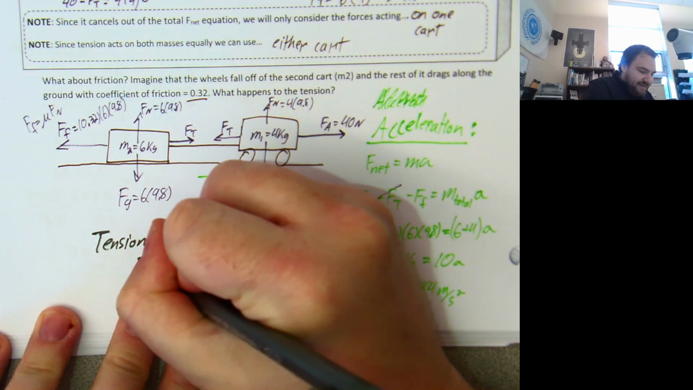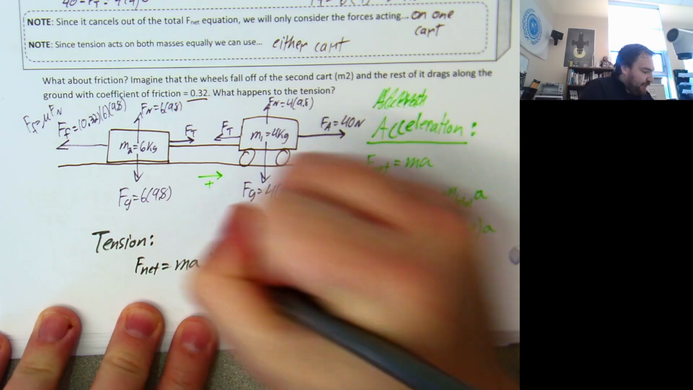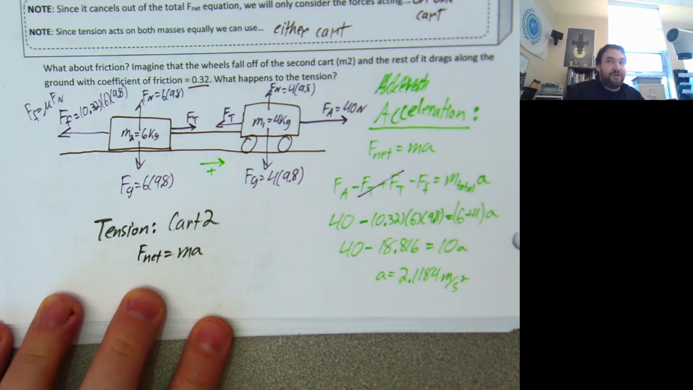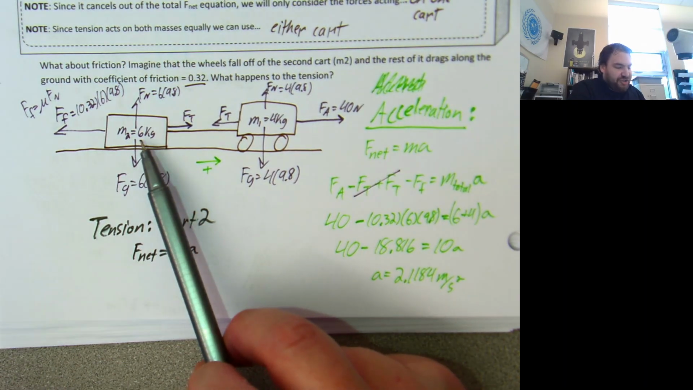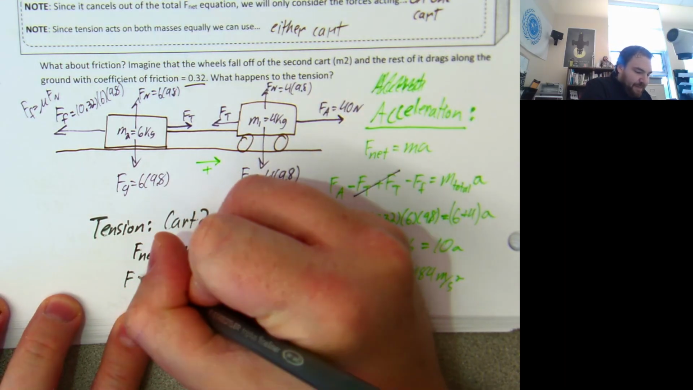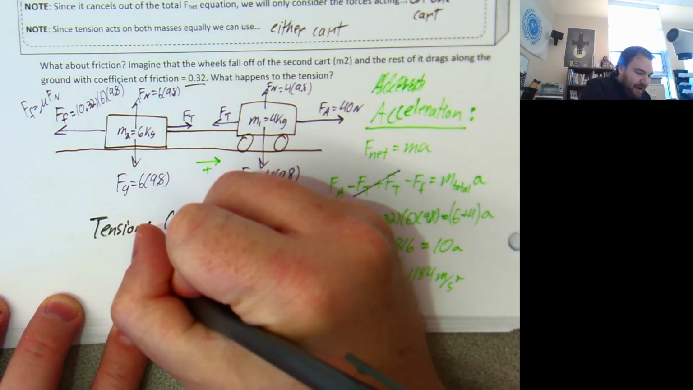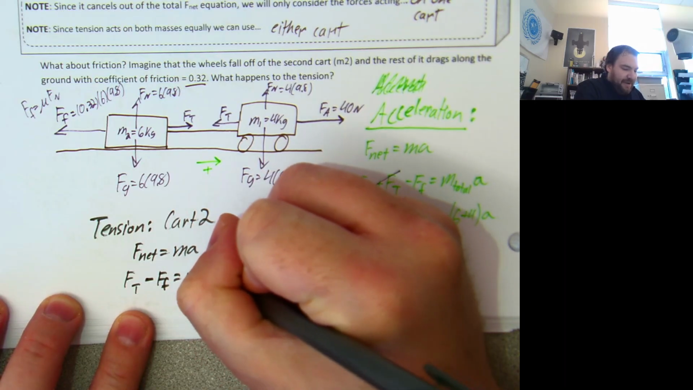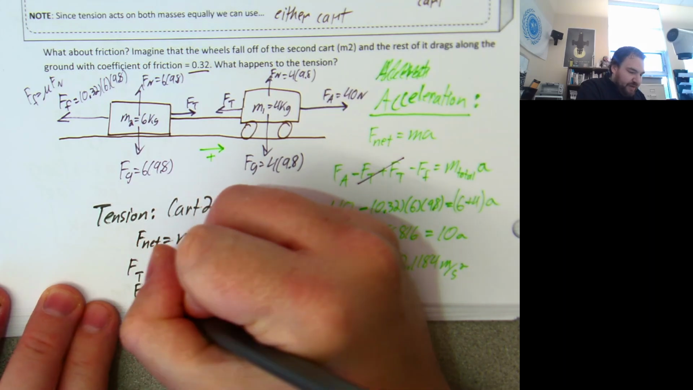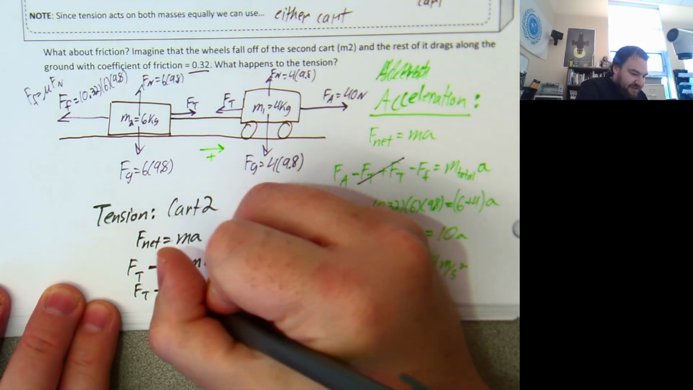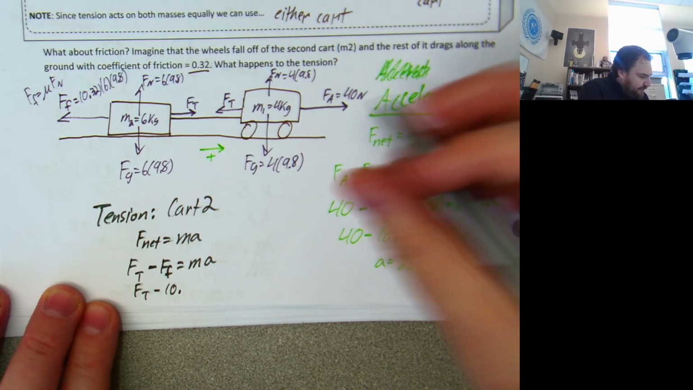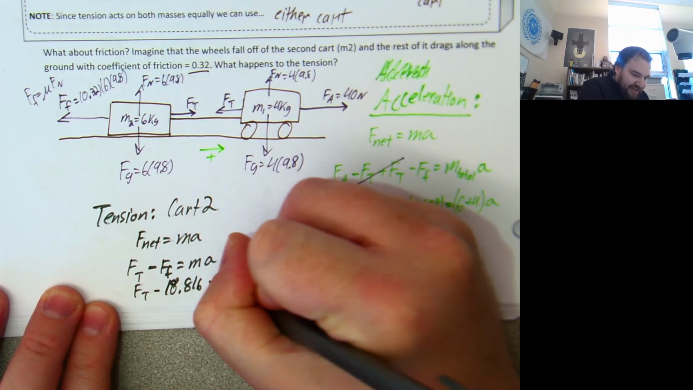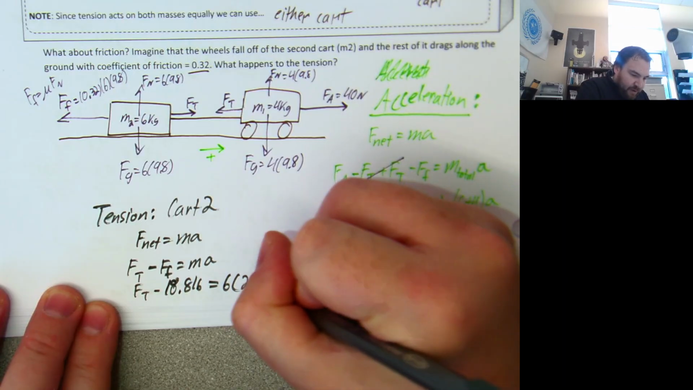So F net equals MA, and we're using cart number 2. The forces acting in the direction of motion on just cart 2 is going to be Ft to the right, so it's positive, minus the force of friction, equals MA. The tension force is what we're looking for. The friction force, I have the whole number already, 18.816, equals 6 times 2.1184.